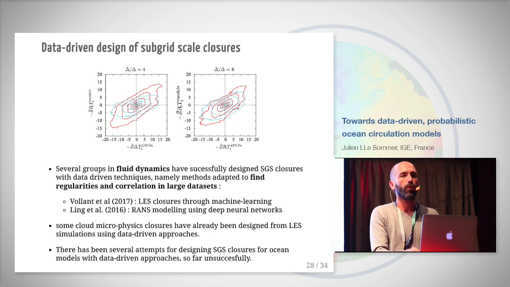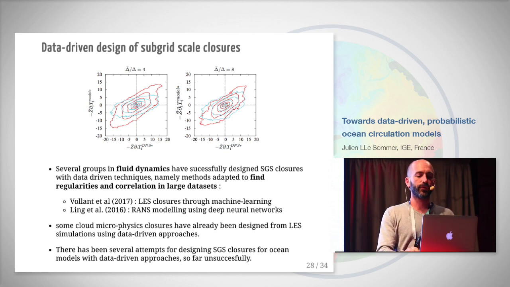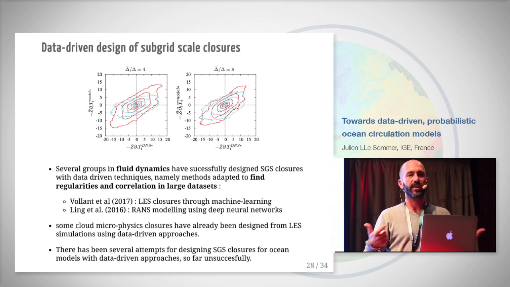And obviously, you all know that in atmospheric science, this is used a lot, and you may know, maybe not, there has been a number of published, a number of presented in conference attempts to design subgrid closures in ocean models from data-driven approaches. So basically, approaches where you try to find regularities in correlation in large data sets. Not successful, as far as I know, but maybe Baylor, if he was here, would be able to correct me on the most recent literature in that respect.